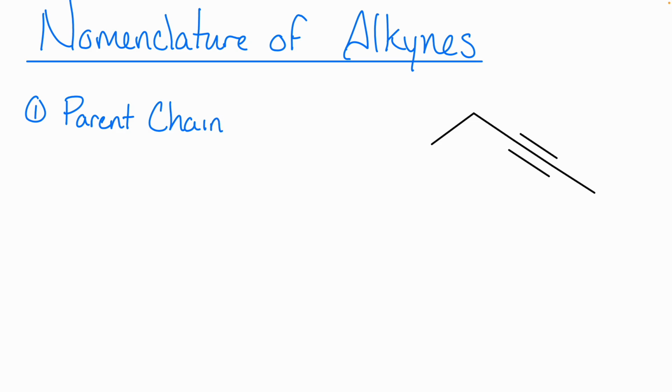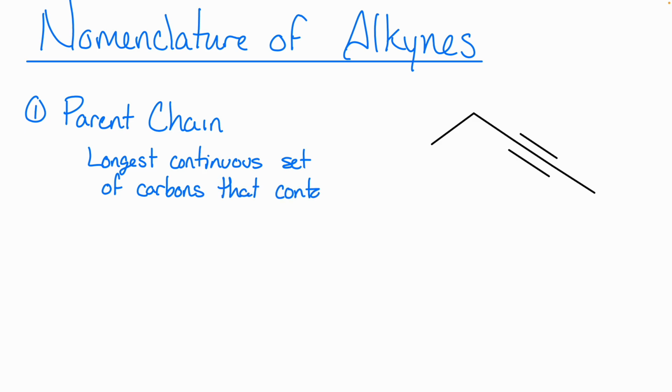All right, so when we were talking about nomenclature of alkenes, we had to introduce this new rule for our parent chain, which is that the parent chain must contain that functional group. Same thing goes for our alkynes, right? So we're looking for the longest continuous set of carbons that contains that functional group. Okay, in this case, we're talking about that carbon-carbon triple bond.